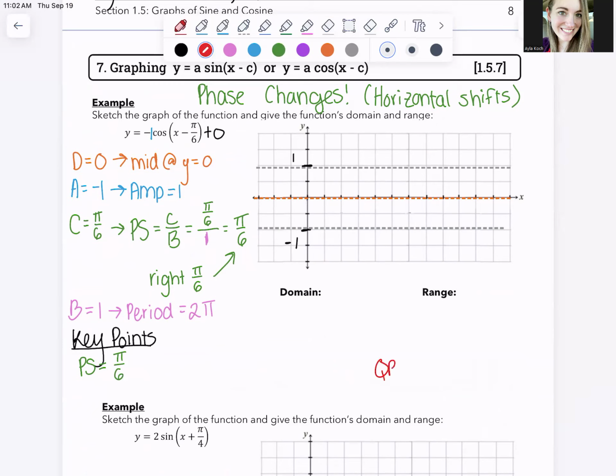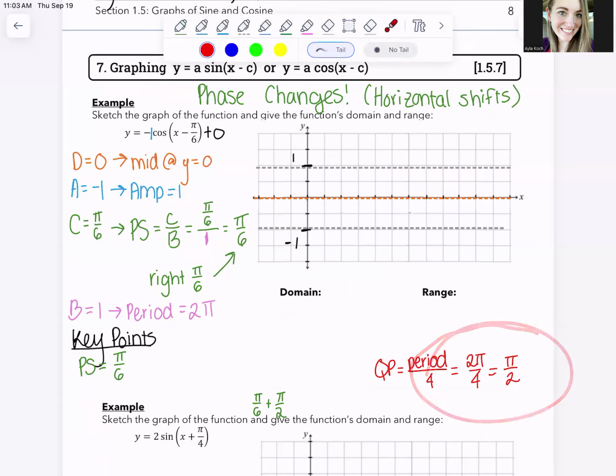Our quarter period is our period divided by 4. That's 2 pi over 4, which is pi over 2. So we're just going to add pi over 2 until we have 5 key points. But notice what I'm going to have to do here. I'm going to have to add pi over 6 plus pi over 2. Yeah, you can use a calculator to do this, but it's a lot simpler if you just make your quarter period have the same denominator as your phase shift. It'll make your whole life easier. Hot tip.